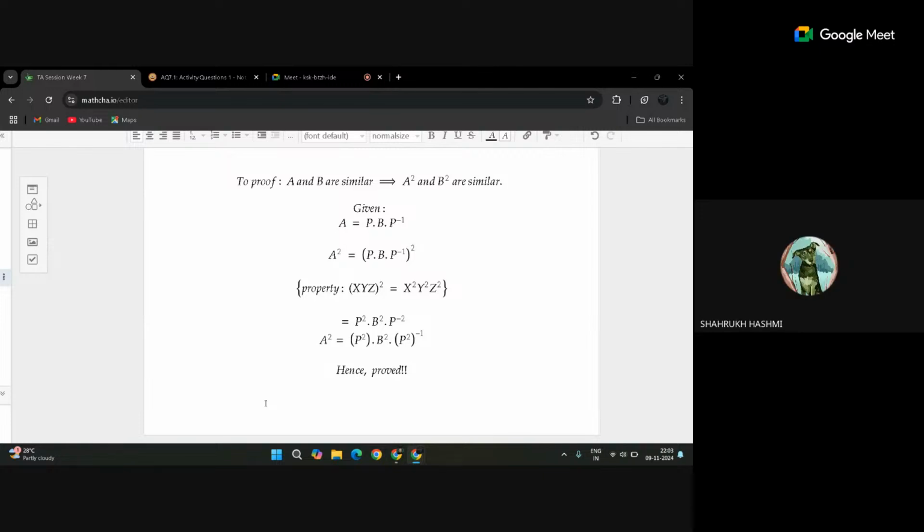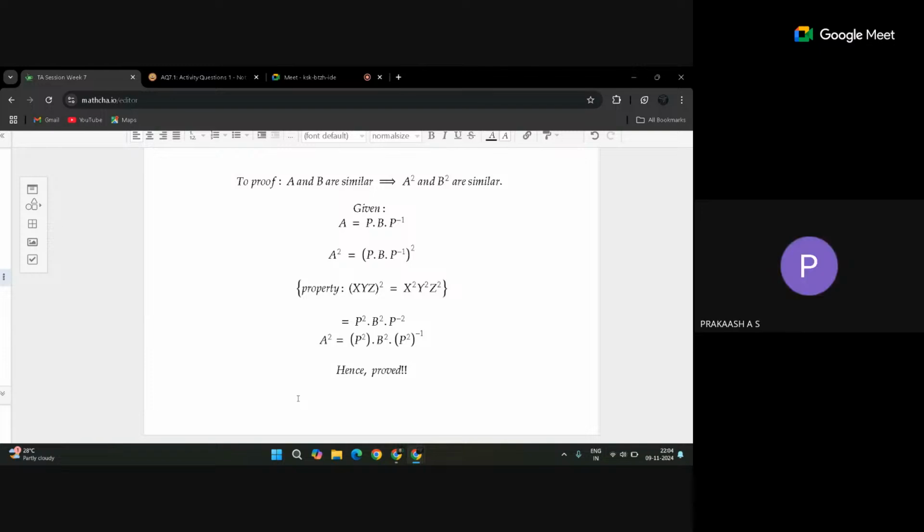Excuse me, sir. So for this proof only, where we have proved that A and B are similar, then we prove that A square and B square are also similar. So this cannot work vice versa, sir, I think. Yes, it cannot work vice versa. Why can it not work vice versa? Because we cannot say power 1/2. You cannot have a fraction power here.